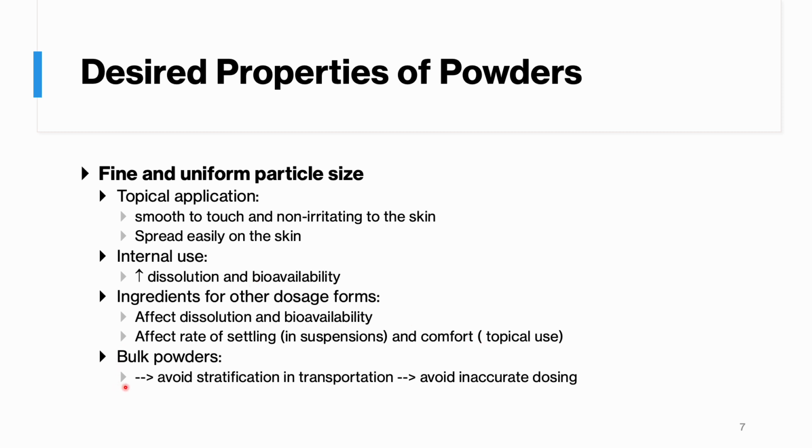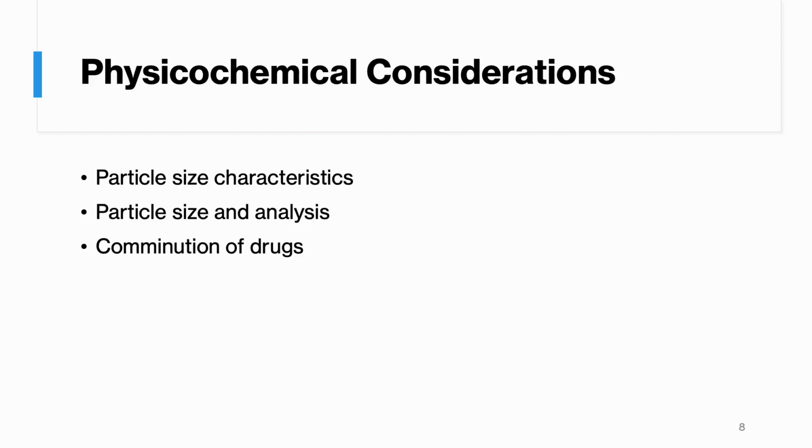If the powder is used as bulk powder, it's important to avoid stratification of powder in transportation, because any stratification can make the powders inconsistent or non-uniform among the bulk powders. So if there is any stratification, it can lead to inaccurate dosing. So it's important for bulk powder in transportation to avoid any stratification.